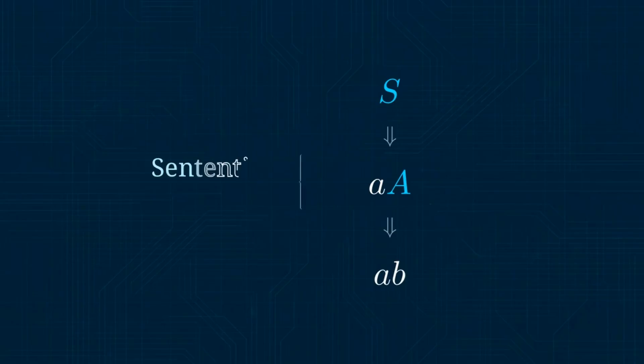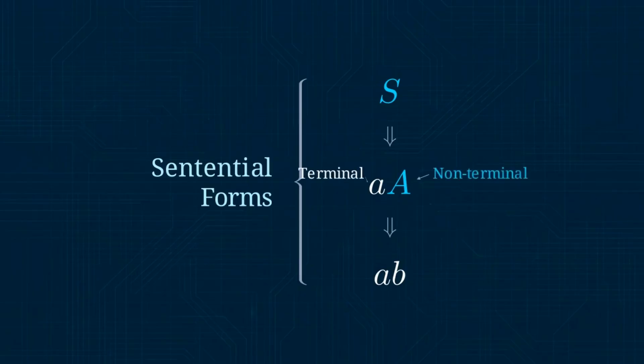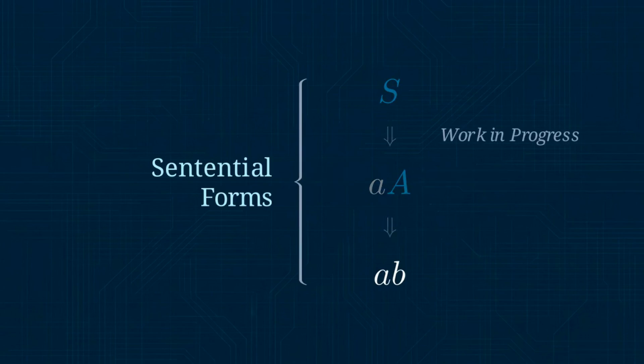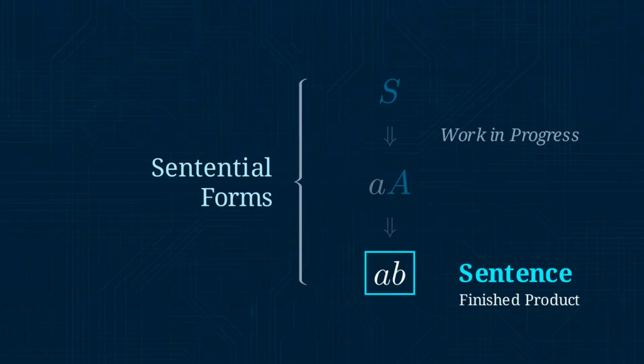Let's examine the terminology of the derivation steps. Any string that appears during this process is classified as a sentential form. As shown by the grouping bracket, even a mix of terminals and non-terminals counts. Think of these as the work in progress. A sentence, on the other hand, is strictly the finished product. It is only the final string at the end of the derivation that contains 0 non-terminals.